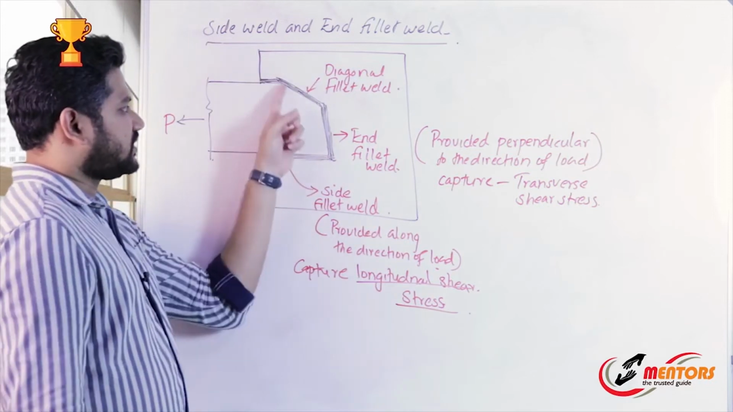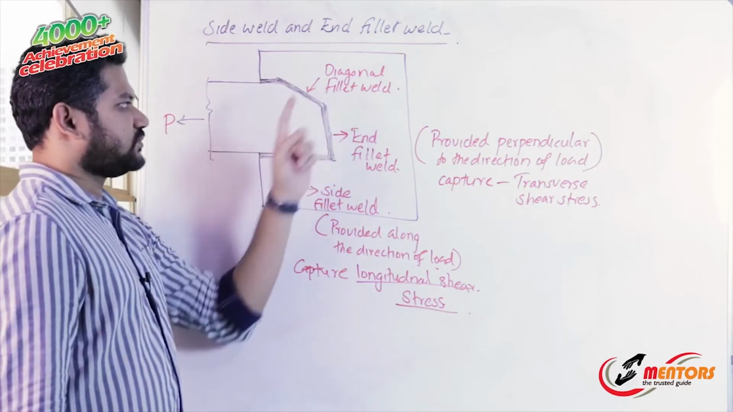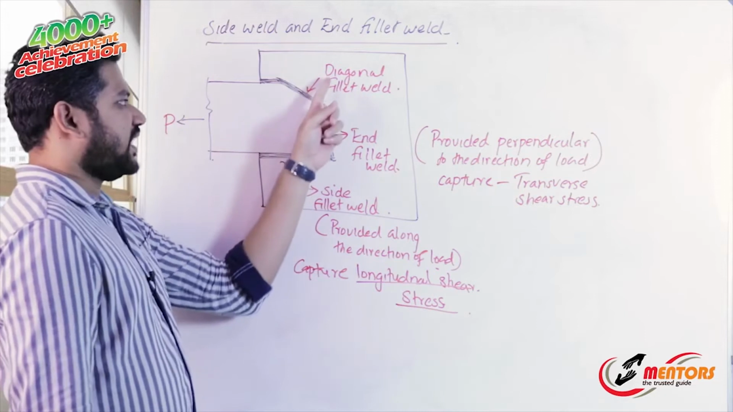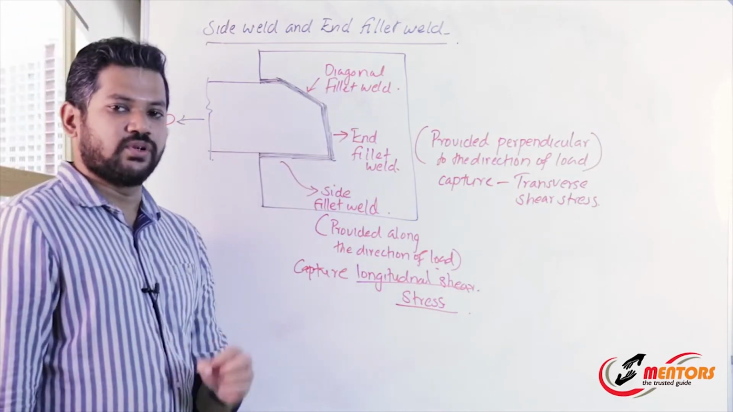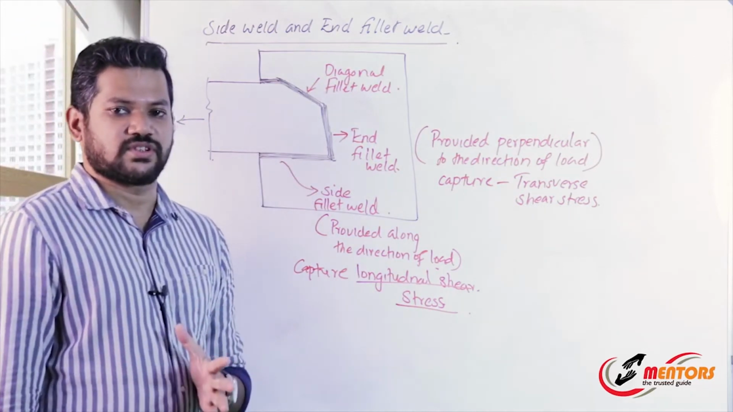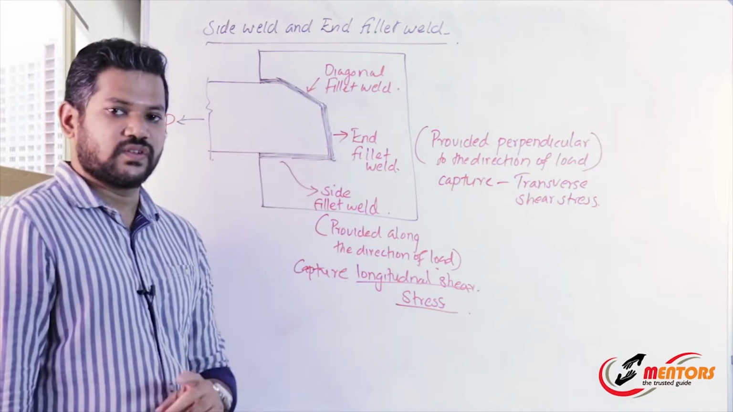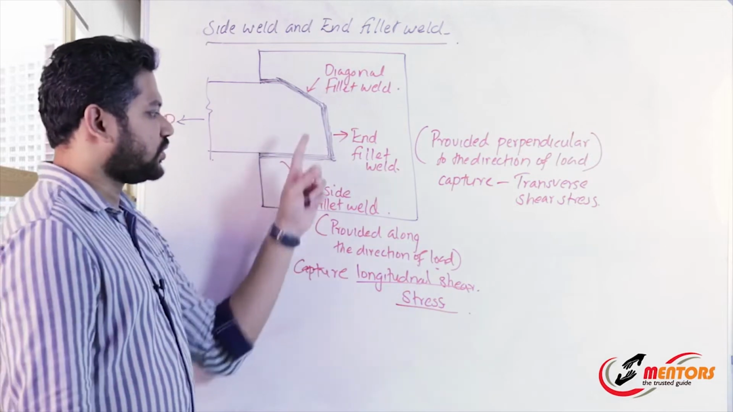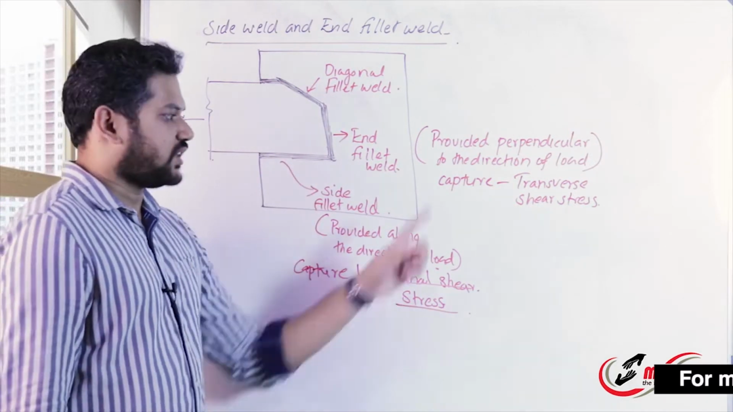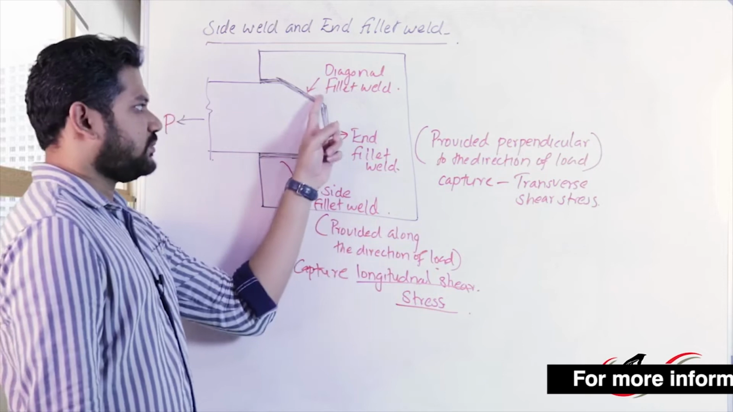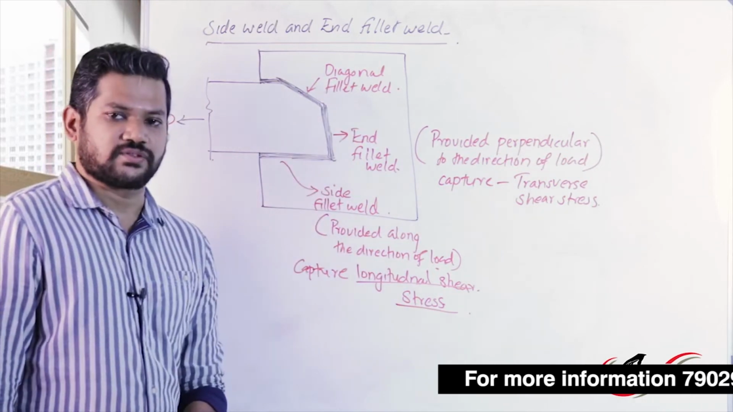Here also see the diagonal one, so that term should also be known. It is the diagonal fillet weld, and it will capture both longitudinal and transverse shear stress because it is oriented in the diagonal way. So that is very important in the case of the diagonal fillet weld.